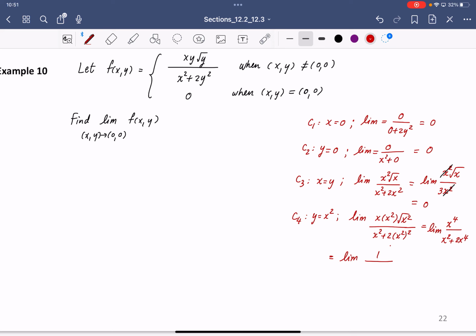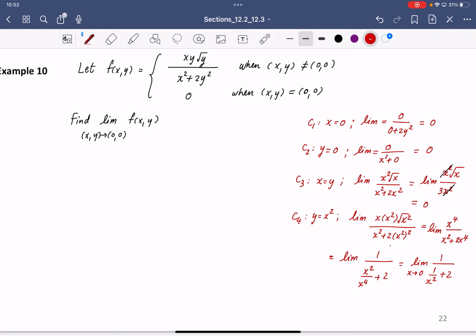So we get 1 over x squared over x to the 4th power plus 2, which is actually the limit of 1 over x squared plus 2. And when x goes to 0, what happens? 1 over x squared becomes very big, infinity, and infinity plus 2 is infinity. So 1 over infinity is 0.